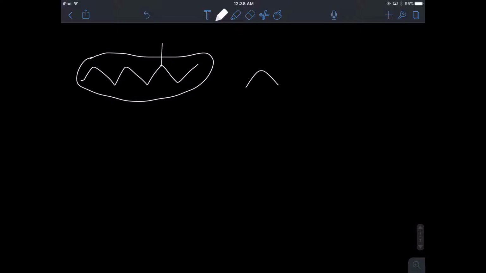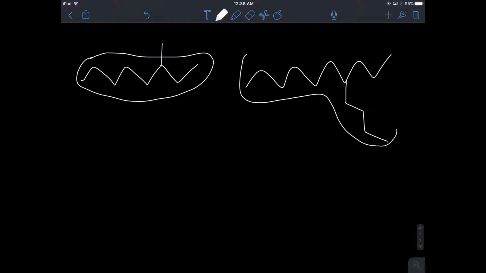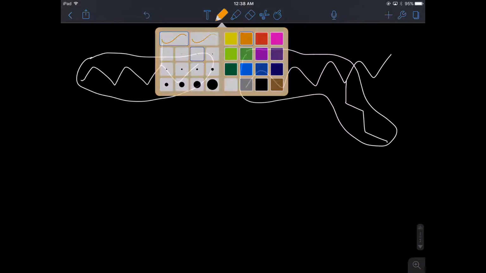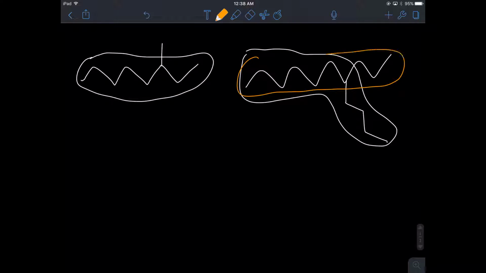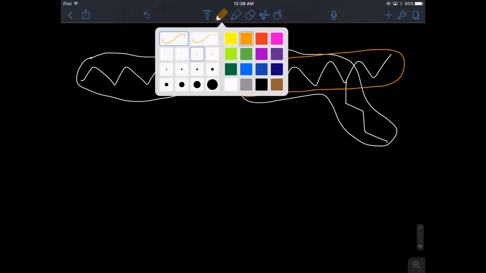The other example. And we see that this is the parent chain because it has the largest number of carbons in this molecule. It's not this chain, because it has a smaller number of carbons in this molecule.